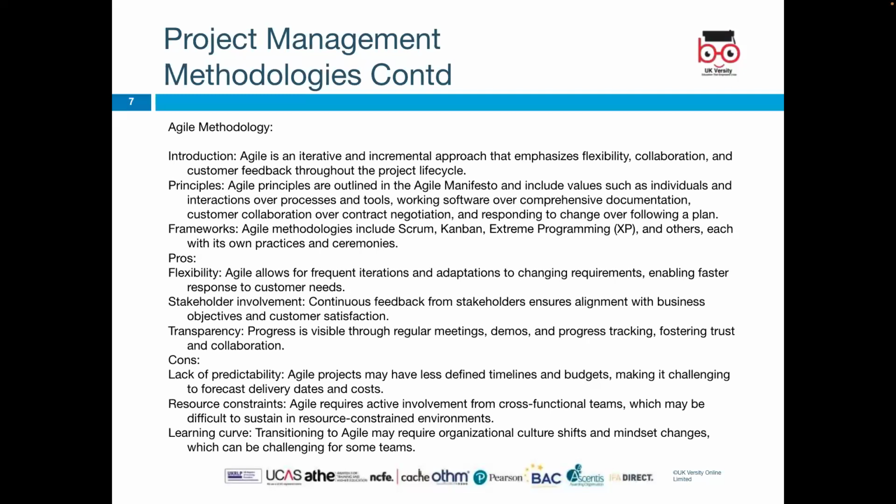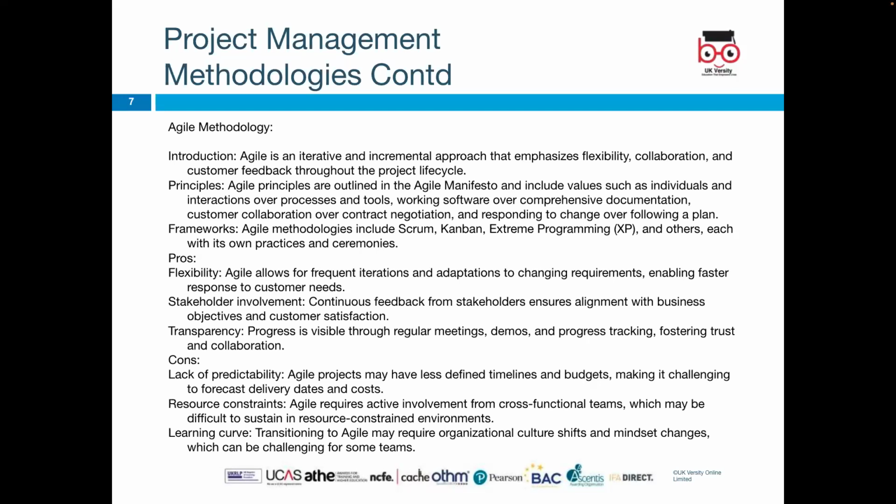What are the principles? Agile principles are outlined in the Agile Manifesto and include values such as individuals and interactions over processes and tools, working software over comprehensive documentation, customer collaboration over contract negotiation, and responding to change over following a plan. The frameworks: Agile methodologies include Scrum, Kanban, Extreme Programming, and others, each with its own practices and ceremonies.